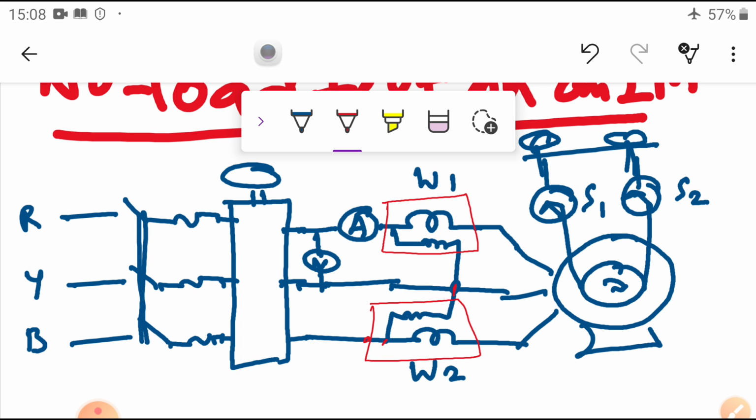You can see here, this is the ammeter. It will measure the current, and this is the voltmeter. It will measure the voltage, and this is the W1 wattmeter. This is the wattmeter. Okay, so this is the connection diagram.